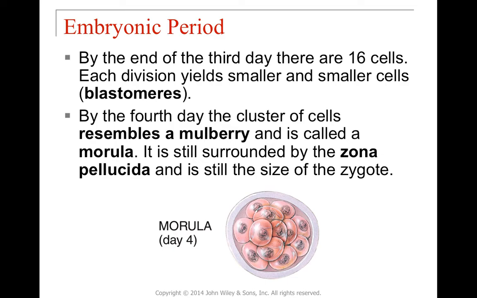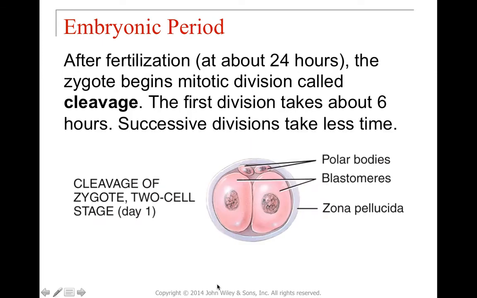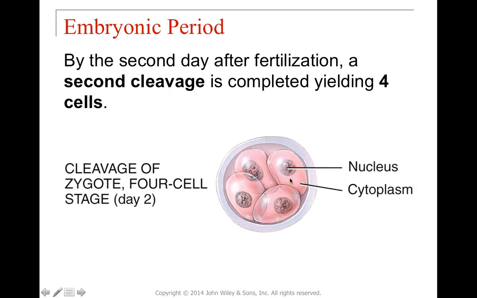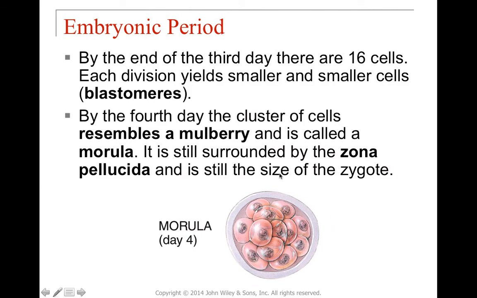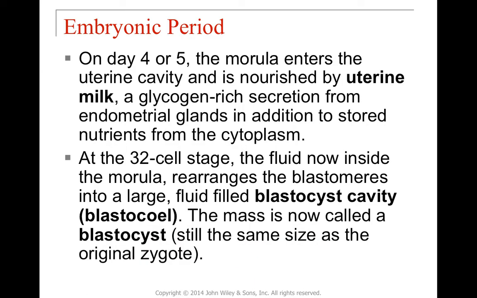And what's interesting here is that the size is actually remaining approximately the same. So as you know, we have 2 cells. Now we have 4 cells that are a little bit smaller. Now we have 16 cells that are much smaller. And so the morula is going to maintain its size until a certain point. It's approximately the size of a mulberry. Again, the zona pellucida is still surrounding it, and it is still the same size as the original zygote. So we haven't gotten into a serious growth event yet.